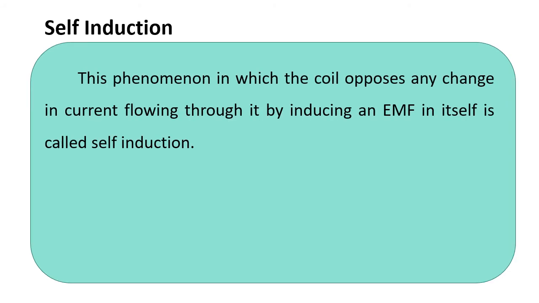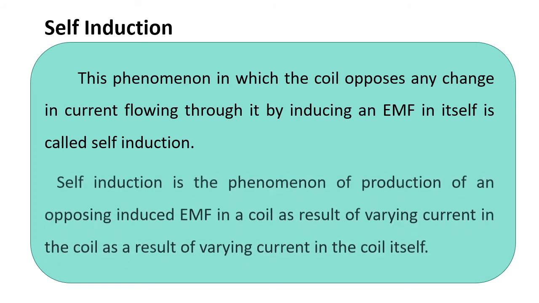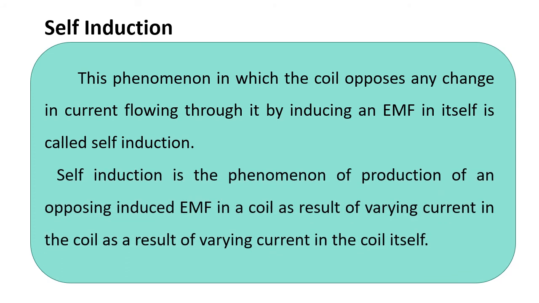Now theoretical analysis. Definition first. The phenomenon in which the coil opposes any change in current flowing through it by inducing an EMF in itself is called self-induction. So it's a property of the coil. It will try to oppose the current by developing EMF in it. So induced EMF will develop. Induced EMF developing means magnetic flux will develop in the coil. As current passes in the coil, there is a magnetic flux linked with the coil.